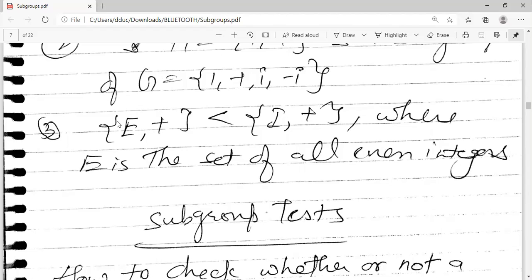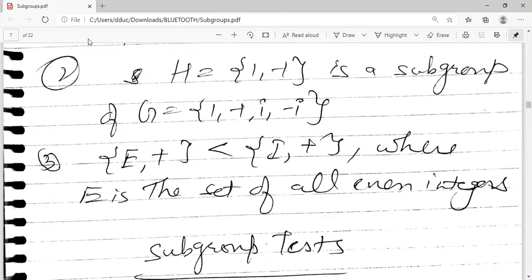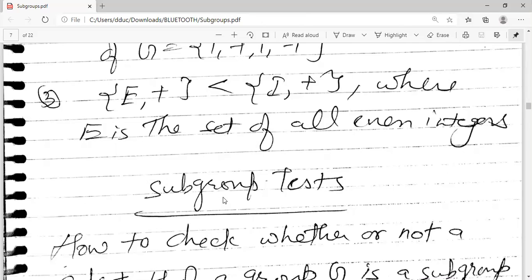Next is the set of all even integers under addition. This becomes a subgroup of the set of all integers under addition. So the operation is the same. E is a subset of I, so this becomes a subgroup. All the properties you can check in both of these examples. In this subgroup H, you can check that all the properties of groups are being satisfied, and here also you can easily check.